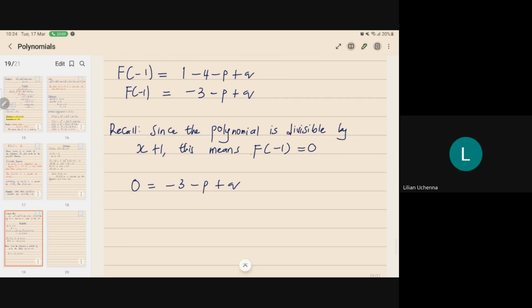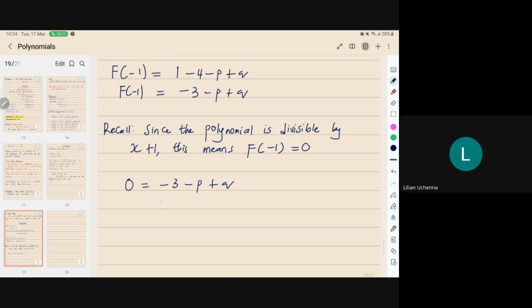Now we can actually form an equation right here. If you cross 3 to the other side, 0 plus 3 is equal to, I can rearrange it to be like this. So I have that q minus p is equal to 3. Let this be our equation number 1.